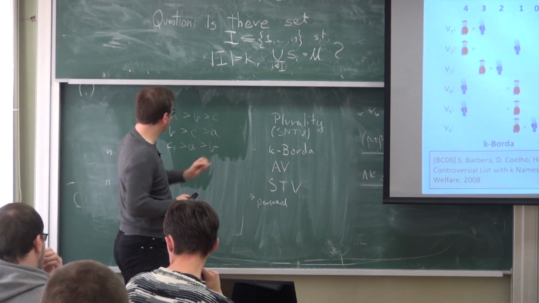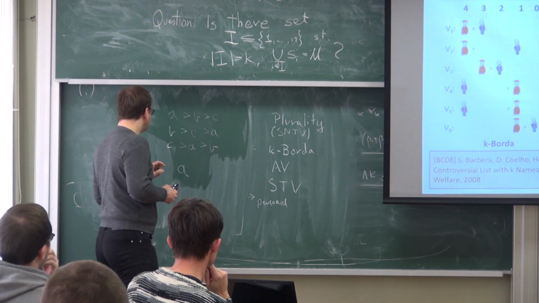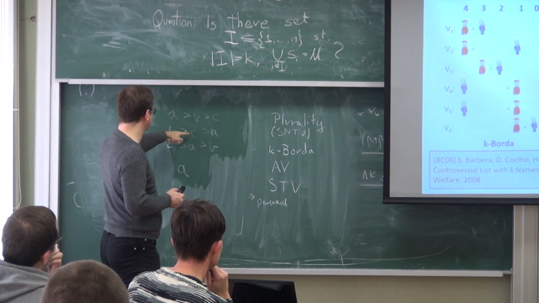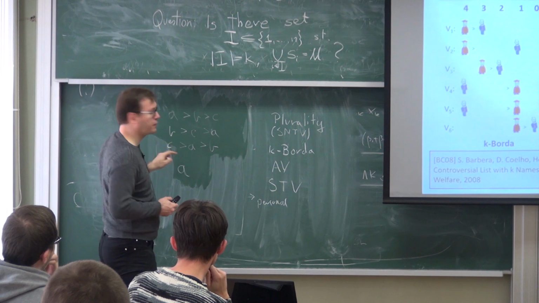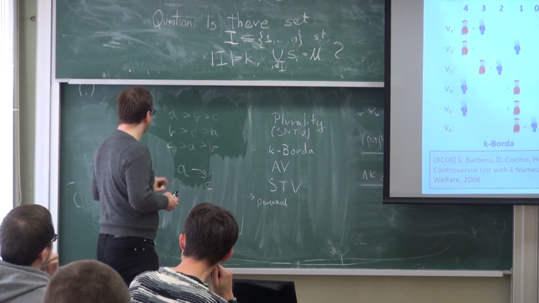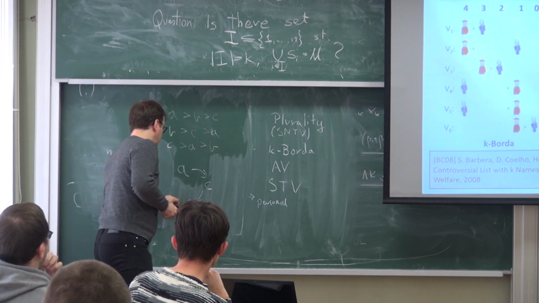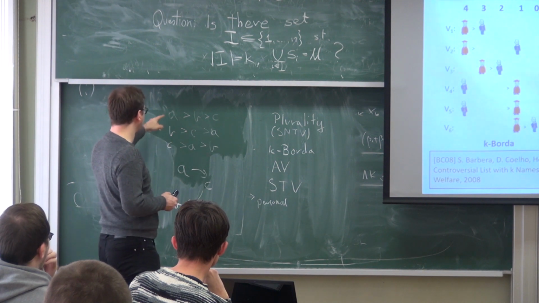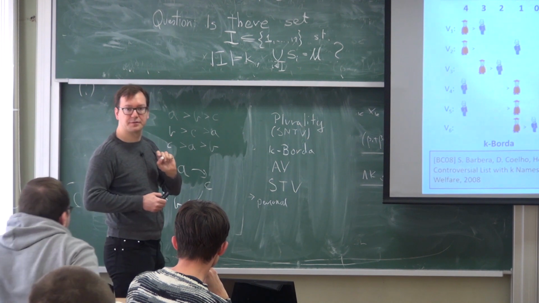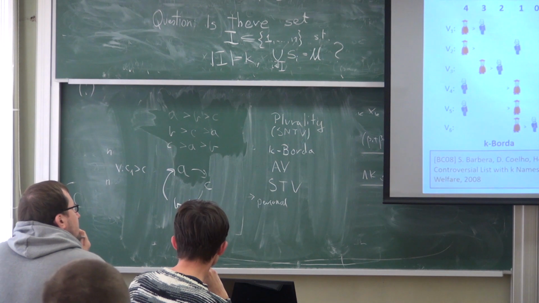So if we say A should be in the committee, but then C says, okay, but I'm better than A in 2 votes. So we move to C. But now B says I'm better than C in 2 votes. So we move to B. And now A says I'm better than B in 2 votes. So we move to A. So we have a full cycle. And of course we could do it with a larger committee.